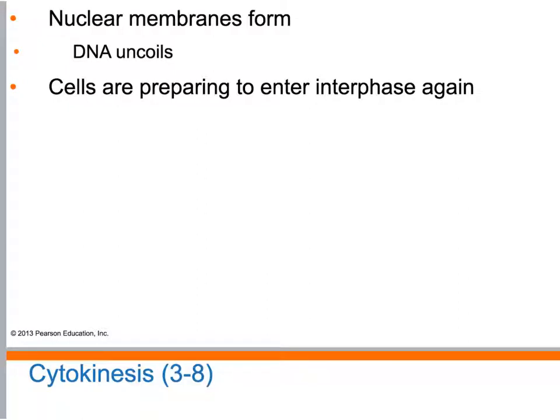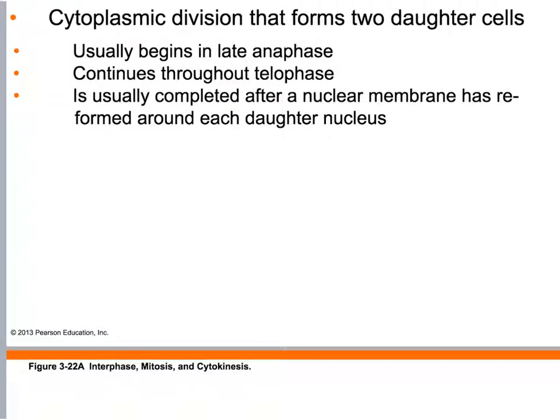In telophase, the nuclear membranes reform, the DNA uncoils, and the cells are preparing to enter interphase again, and we have 2 complete nuclei. In cytokinesis, cytoplasmic division takes place and it completes the formation of 2 daughter cells. It usually begins in late anaphase and continues throughout telophase.